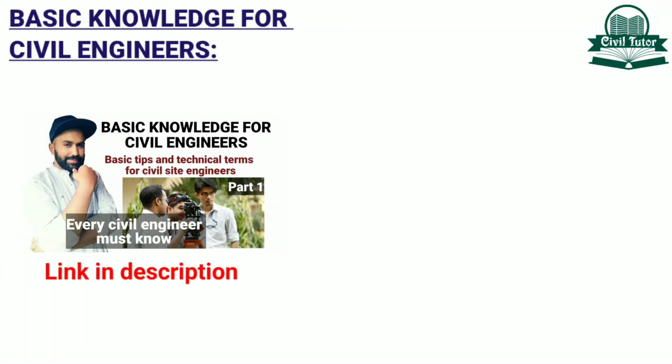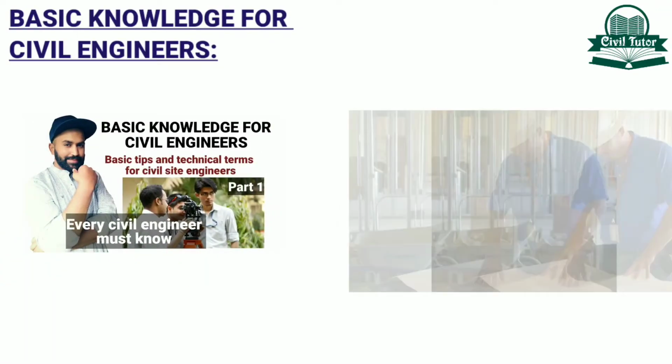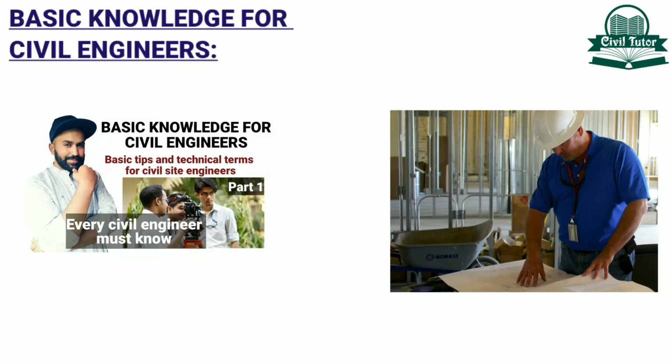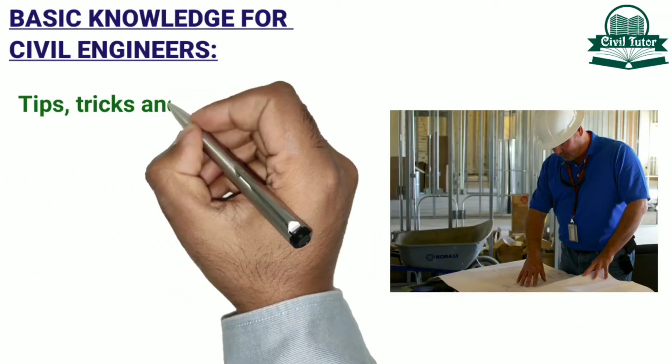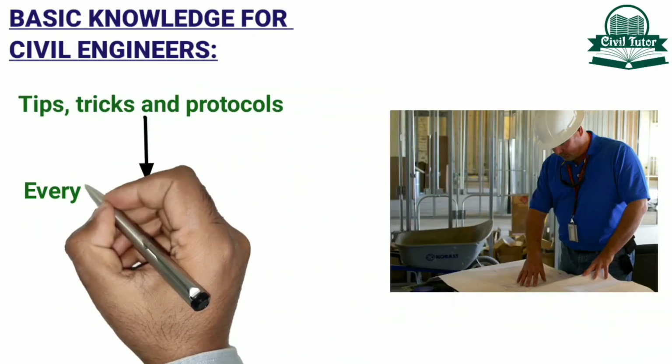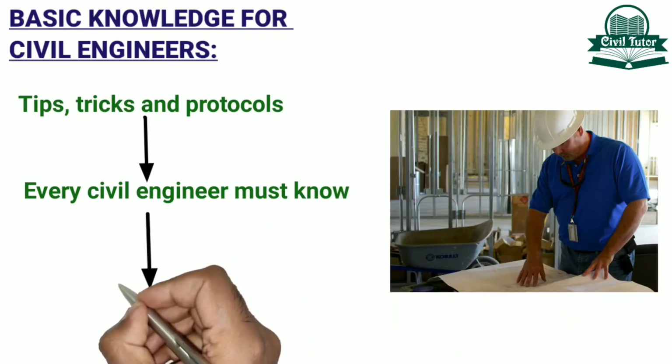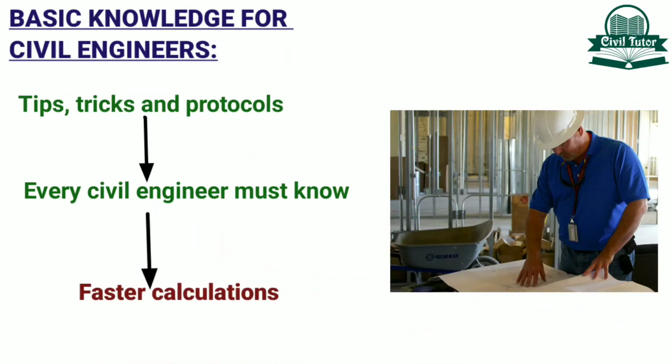As mentioned in my previous tutorial, a civil engineer performs many activities at the construction site, and many of the things are very repetitive and follow a specific set of instructions and rules. In this tutorial, I am going to discuss such tips, tricks and protocols that every civil engineer must know in order to make faster calculations, and also these help an engineer in quick decision making while solving problems faced at the construction site, hence making construction work easier.